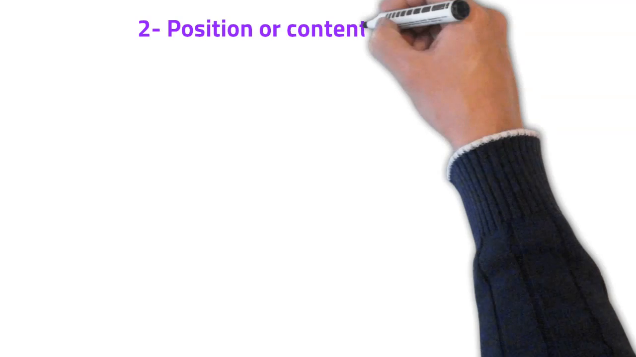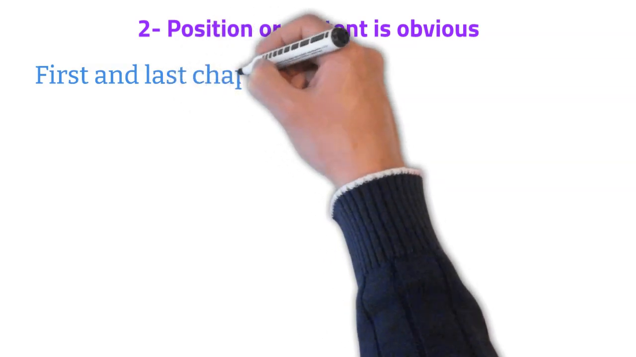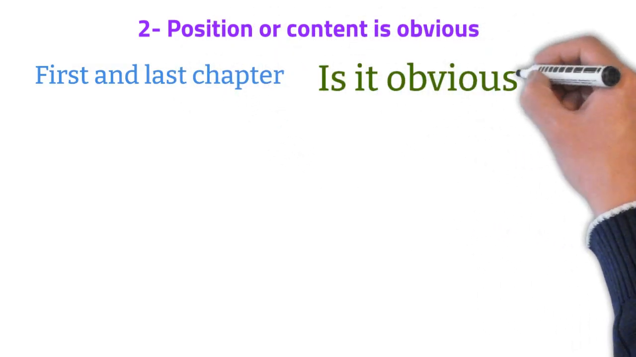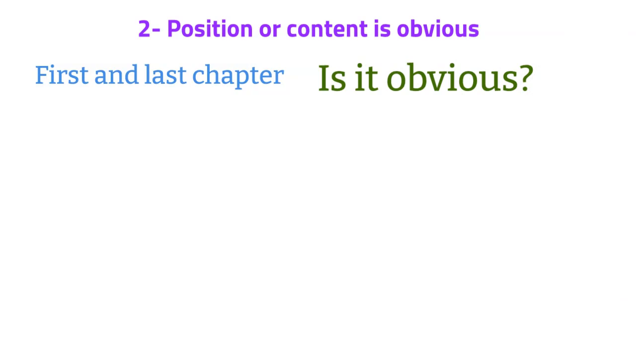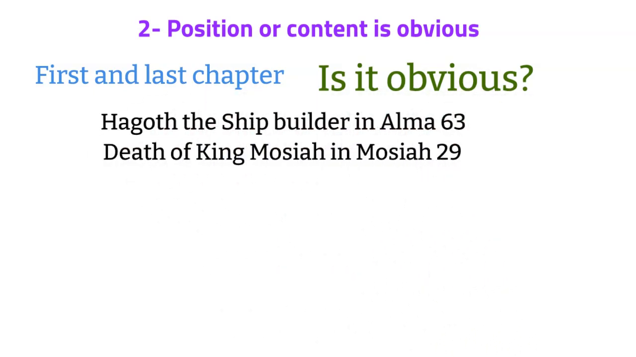The position of a chapter within a book is another association method. Look at the first and last chapters of every book to see if the content of the chapter isn't obvious. We already used this method in Lesson 1 with Hagoth the shipbuilder disappearing in the last chapter of Alma, 63. And the death of King Mosiah in the last chapter of Mosiah, 29.